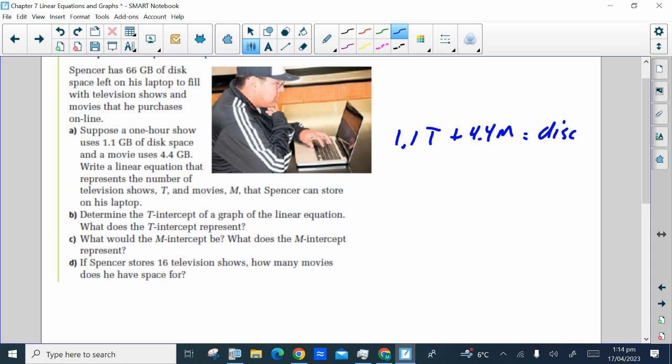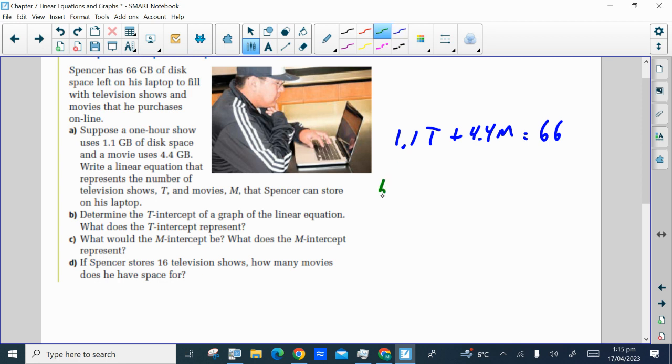And we can choose any variable we want for that. But actually, let me fix this, because we are told that he has 66 gigabytes of disk space left. So that must equal 66 at the most. It's possible it could be less than 66, but we're going to assume that he's going to fill it up completely. So there's our answer for part A. That's our equation.